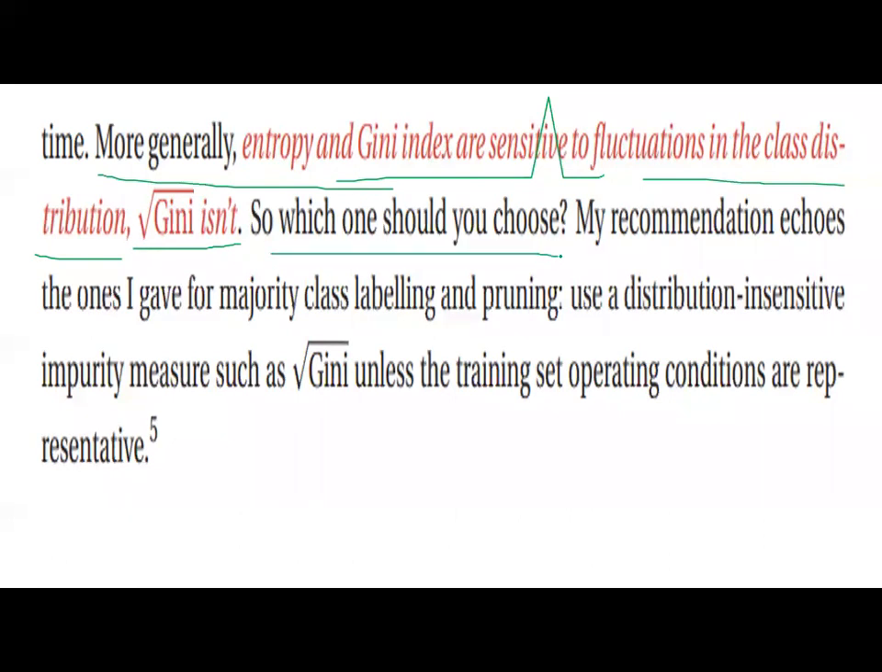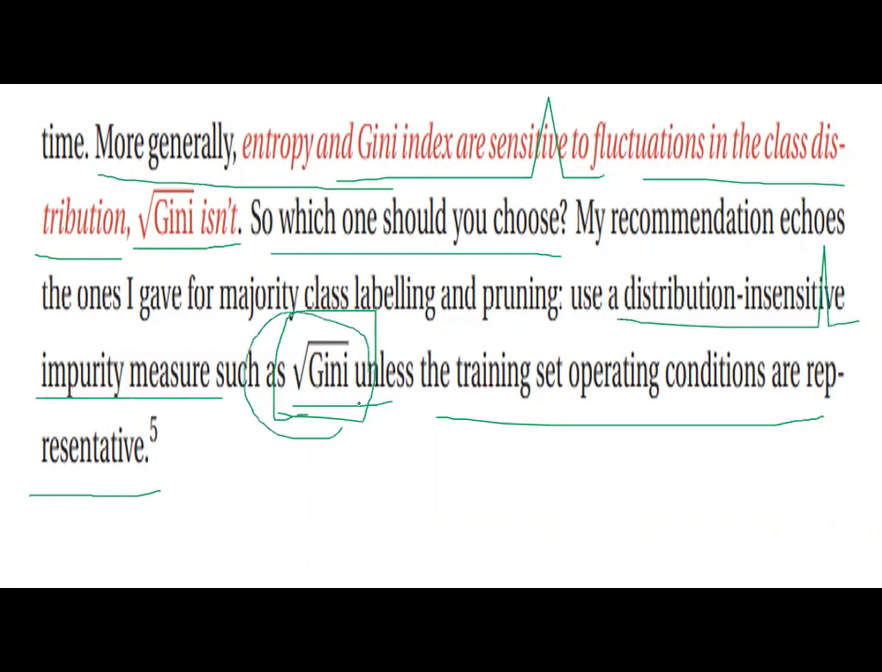So which one should we choose? Definitely root Gini is the final one to be chosen for the training set. For the training set, we use impurity measures such as root Gini. So normally we use a distribution insensitive impurity measure such as root Gini. This is what we are going to use.